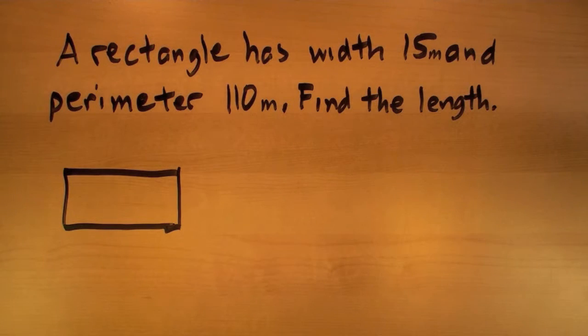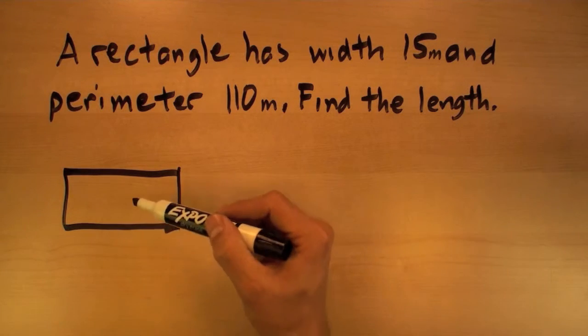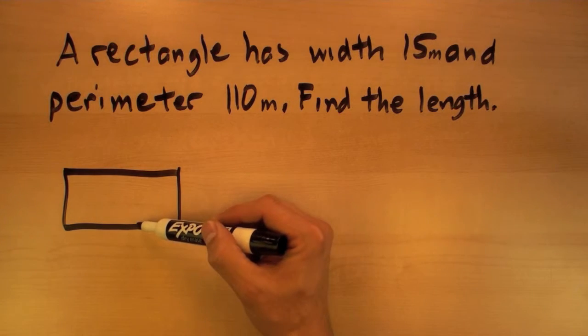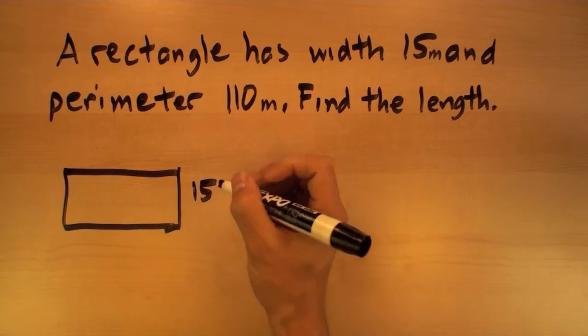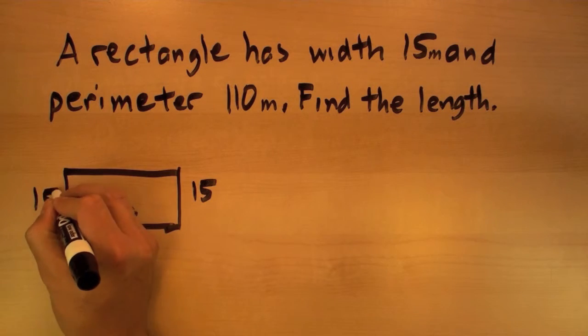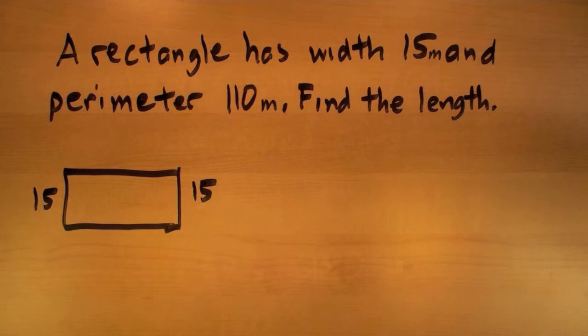A rectangle has width 15 meters and perimeter 110 meters. Find the length. Well, remember that a rectangle has opposite sides that are equal to each other. So this has width 15. So that side and that side are both 15 meters.